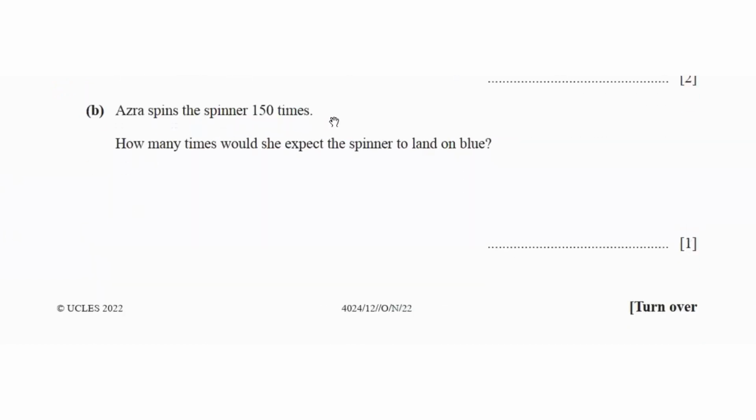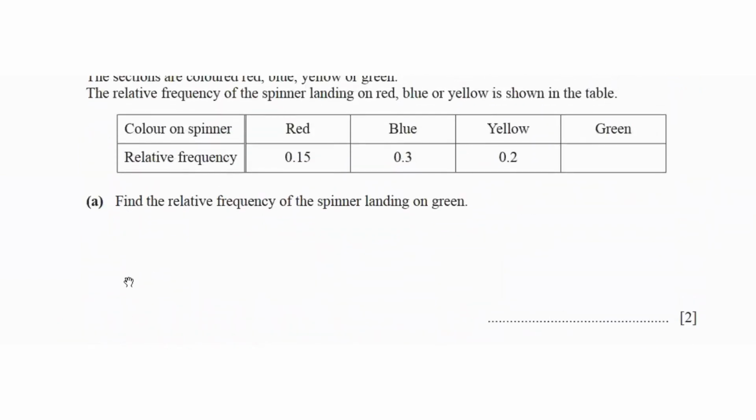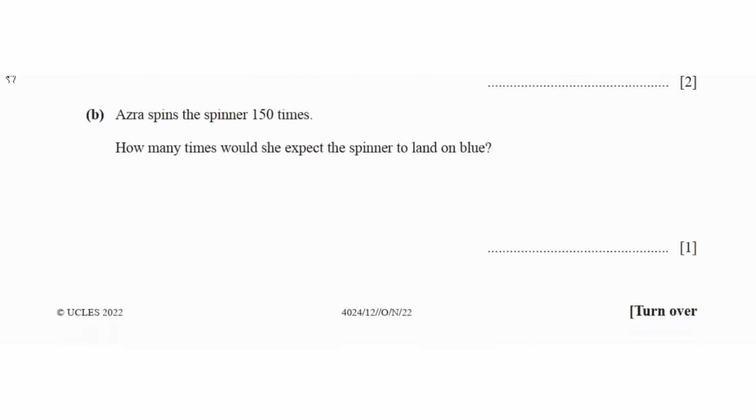Azra spins the spinner 150 times. How many times would you expect the spinner to land on blue? So blue had the frequency of 0.3. So we do 0.3 times 150. Move the decimal 1 place to the right. The 0 gets cancelled out. So now it's 3 times 15, and that is 45.